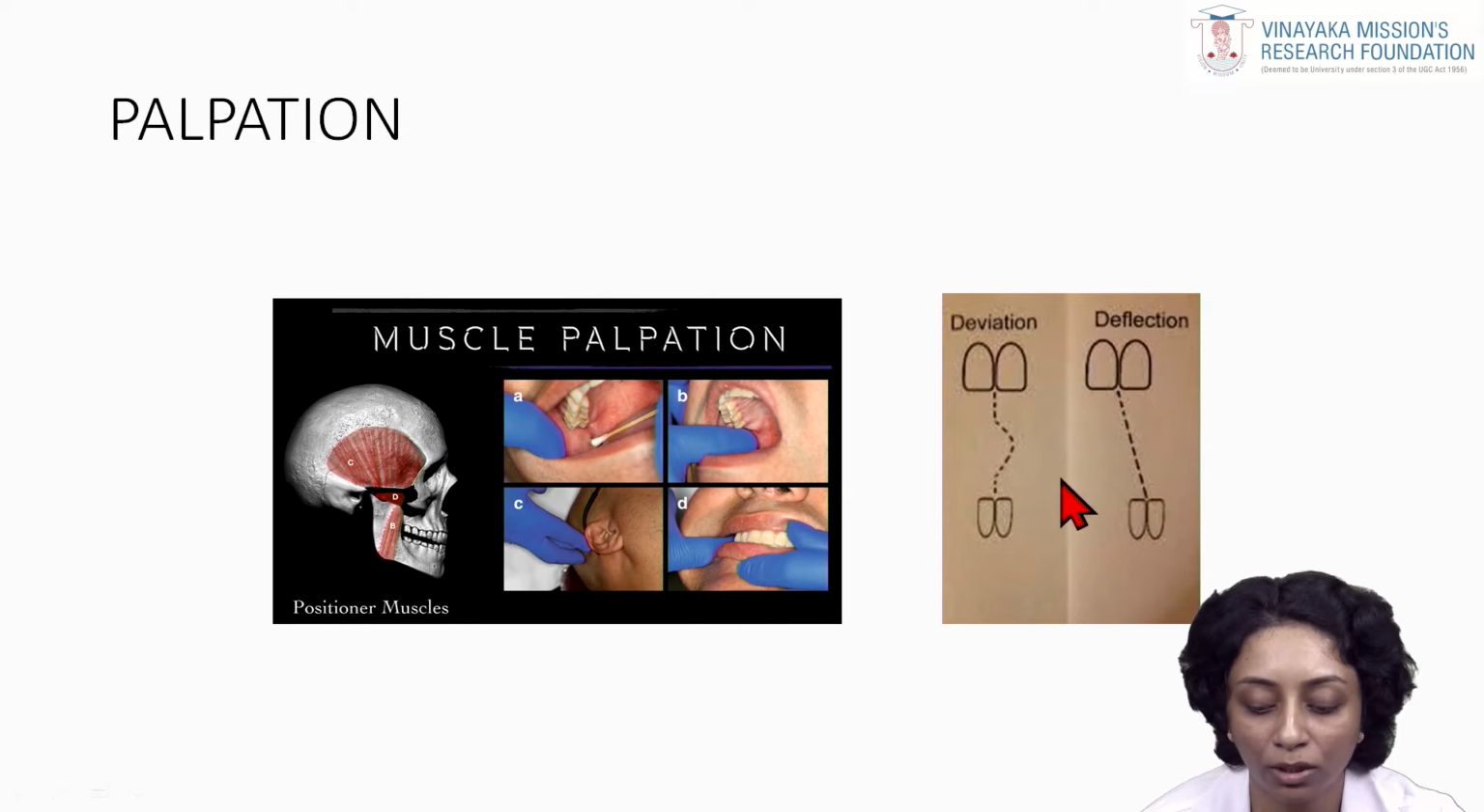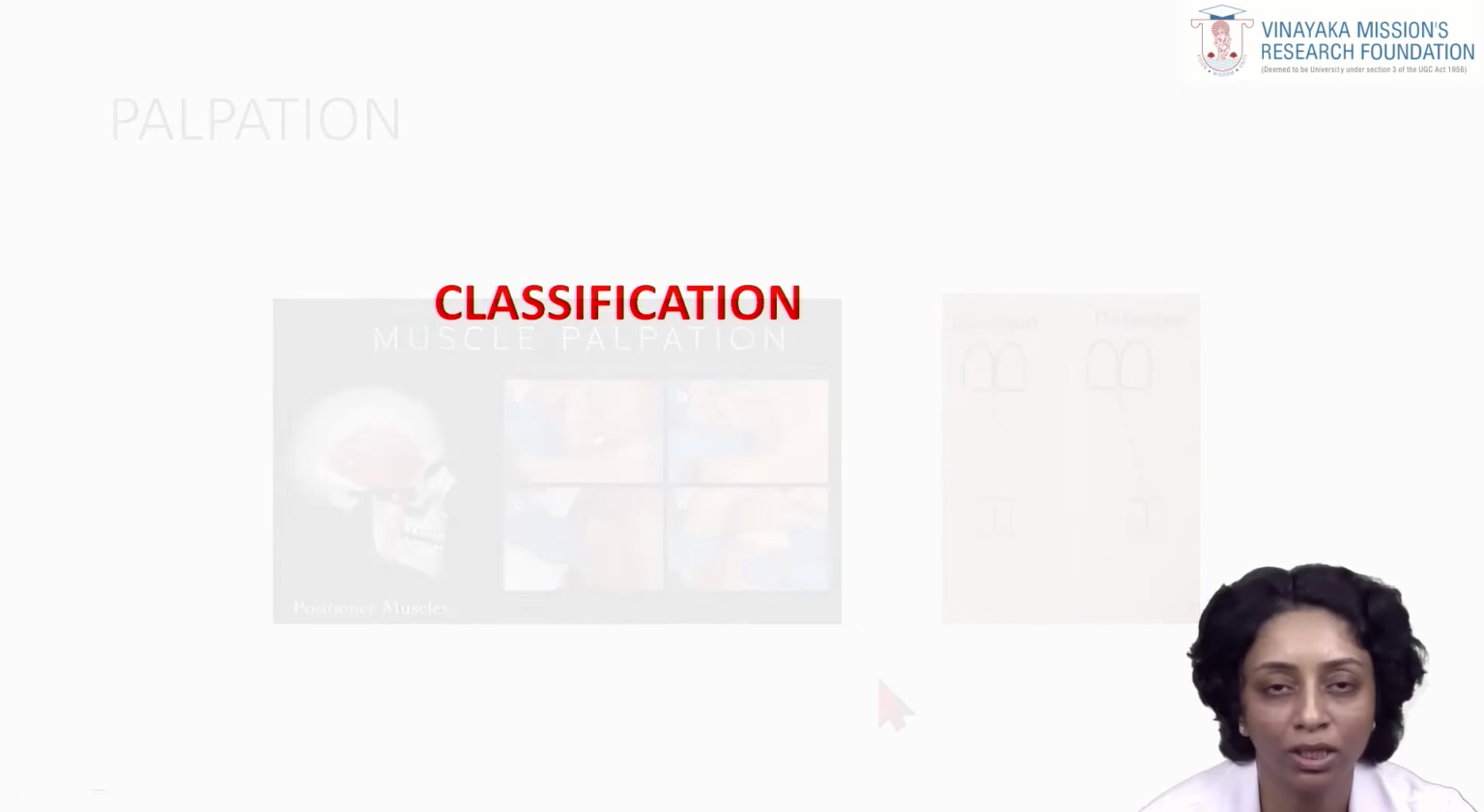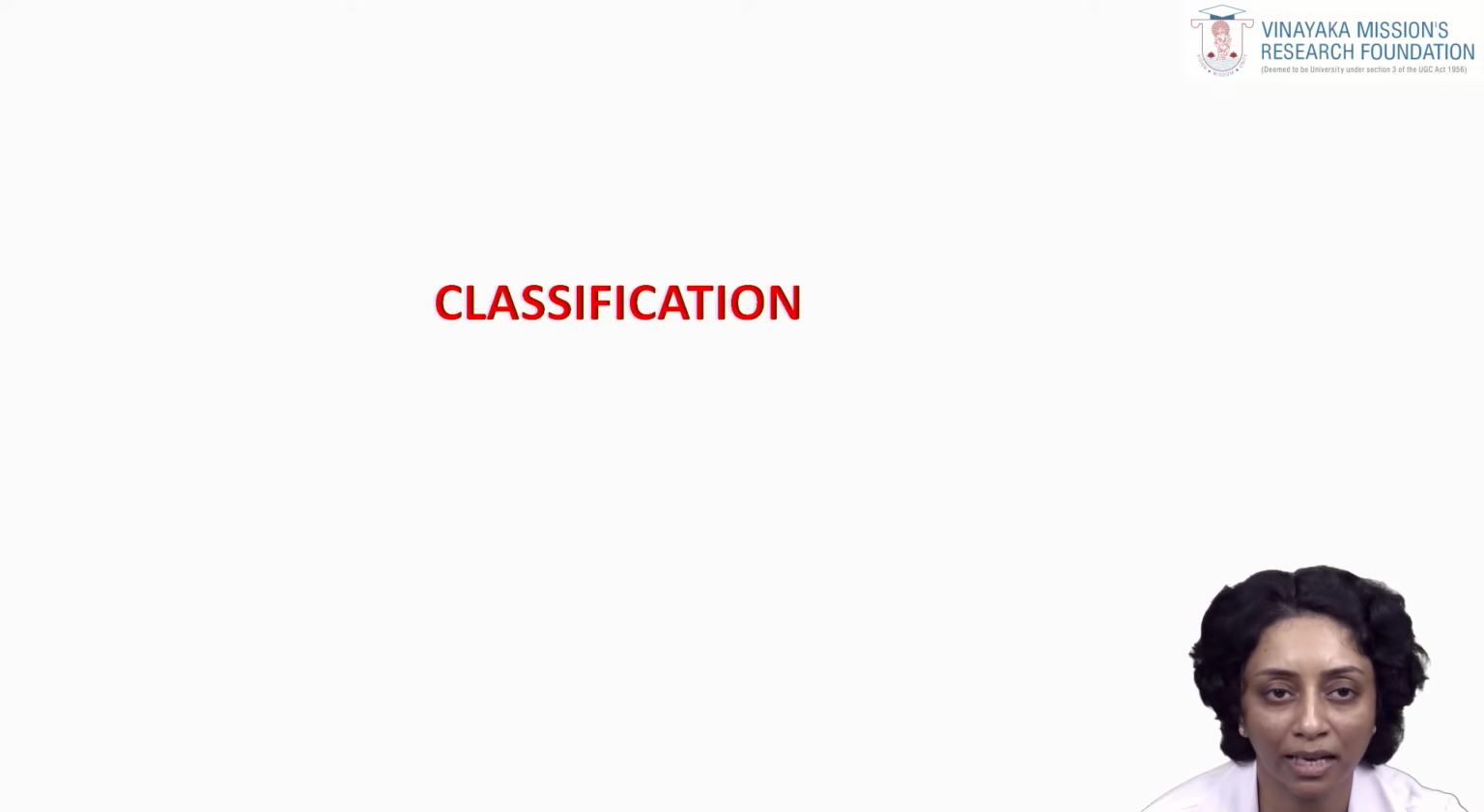So this opening and closing pattern of the mouth is to be recorded, whether the patient is having deviation or deflection. These two points are to be taken care of while doing the intraoral examination. Moving to the next step, that is the classification.